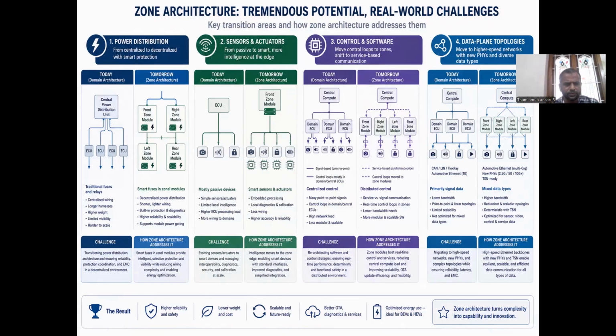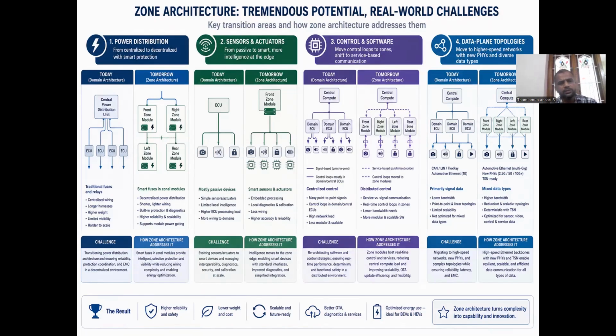The characteristics of this centralized system are centralized wiring and a longer harness, because we have a centralized distribution and from there each ECU should get the power. Weight-wise, they are higher because we have more cables and more ECUs. Visibility and clarity are limited because they are very complex. Then it is very hard to scale; when you want to scale the network, it is very challenging to do so.